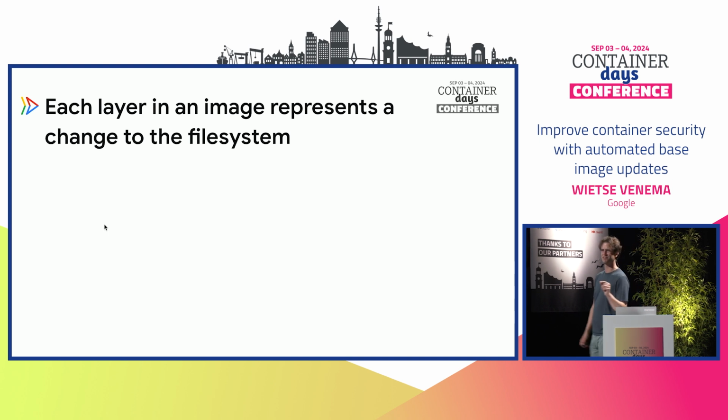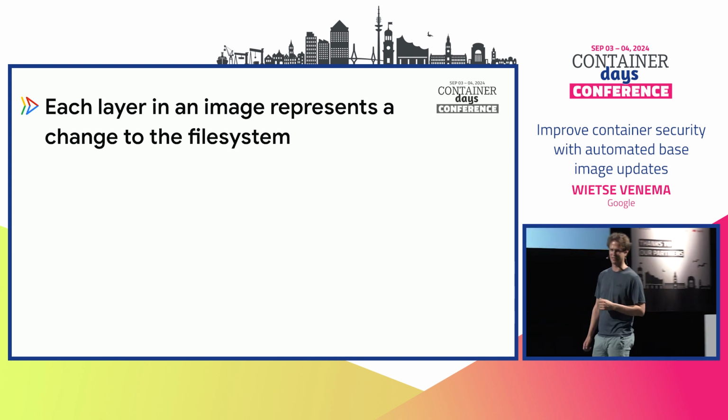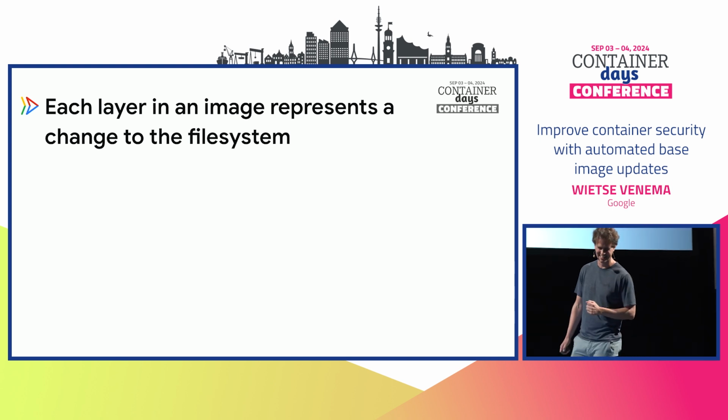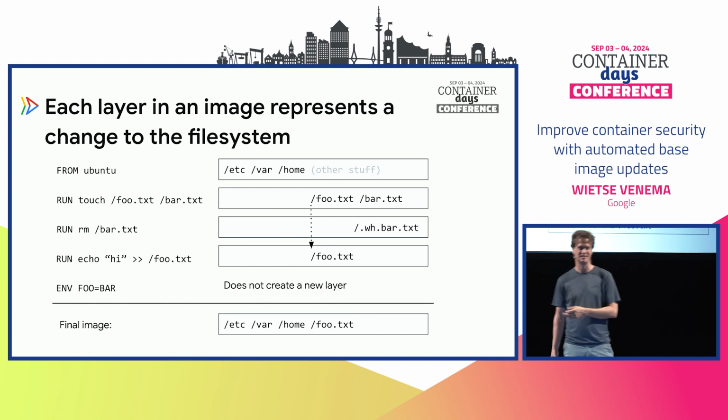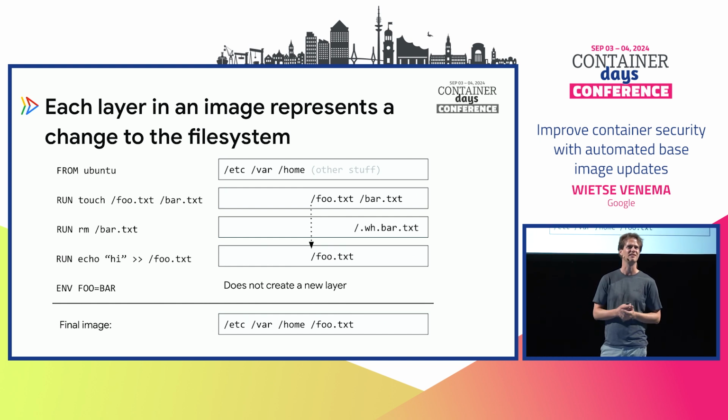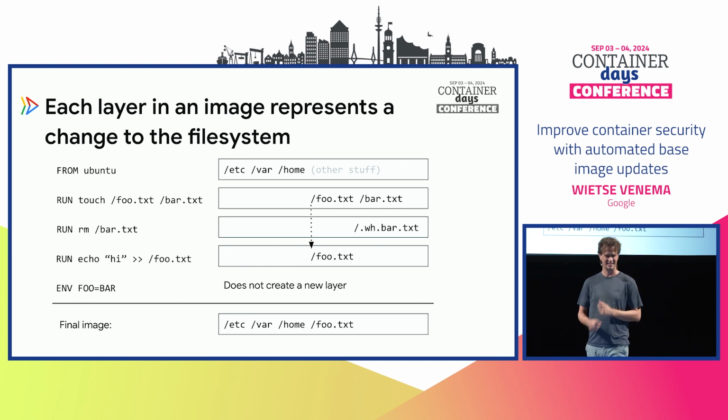Okay, so this is probably well known, but I'm going to repeat it anyway because I just like hearing my own voice. So every layer in an image represents a change to the file system, right? So you start from a base image, which puts in a bunch of files that you expect to have in a base image. Then you add a few files, remove a few files, run a command that adds a file, and all those layers are overlaid on top of each other and create the final container image file system.